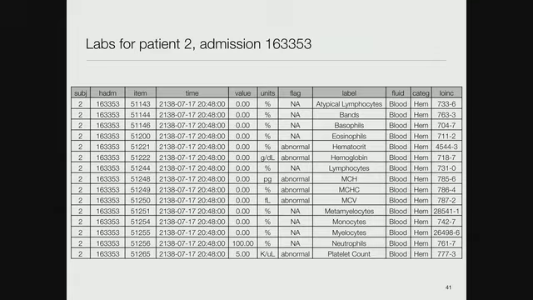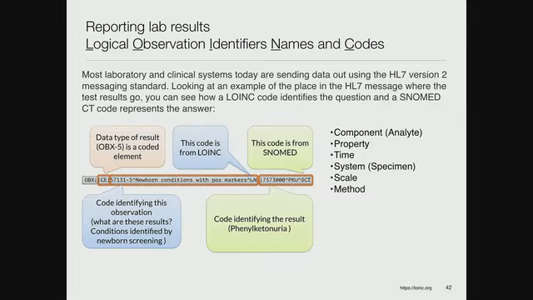Just the fact of the label tells you what the result of the test was. The other thing that's interesting is this last column, which is LOINC, and I'll say a word about that right now. LOINC is the Logical Observation Identifiers, Names, and Codes.